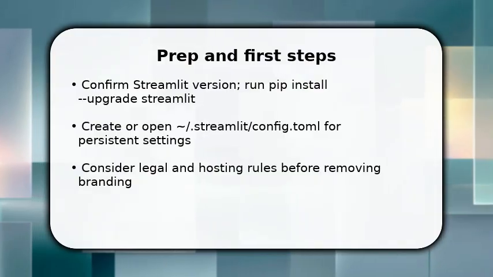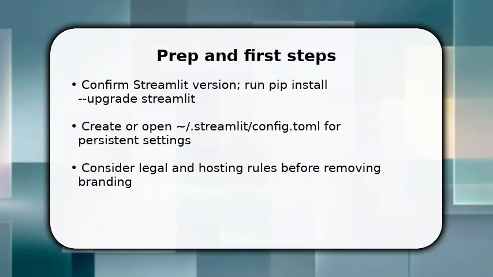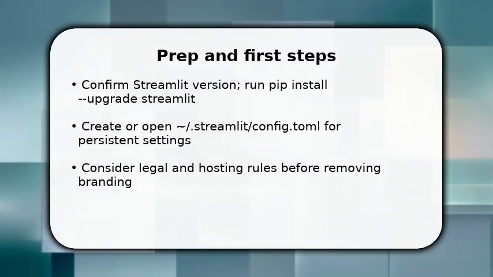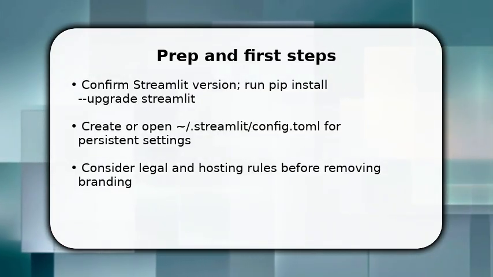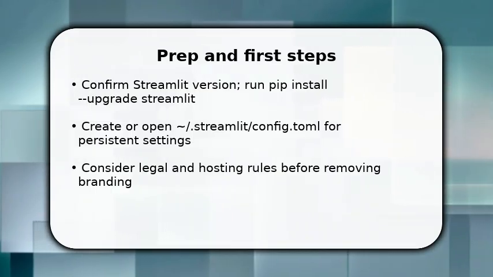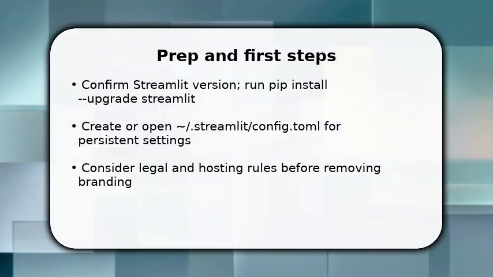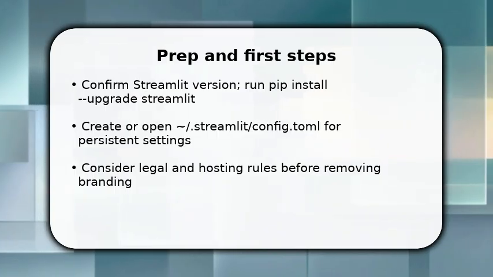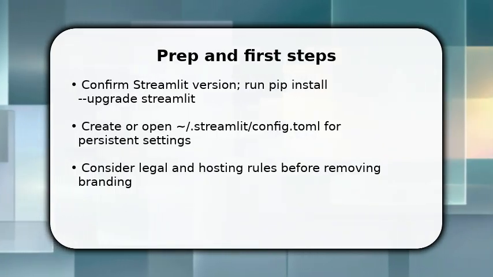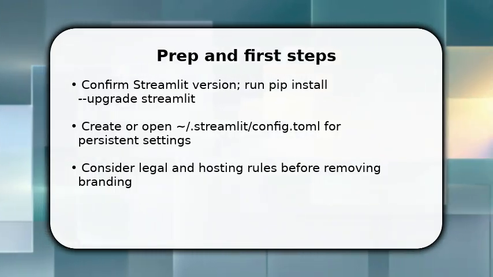You start by updating Streamlit so you're on a predictable build. Run pip install --upgrade streamlit. Once updated, open or create .streamlit/config.toml to store persistent tweaks. You should also confirm hosting or license constraints so you aren't violating terms.